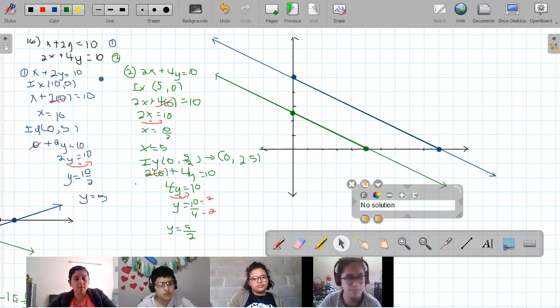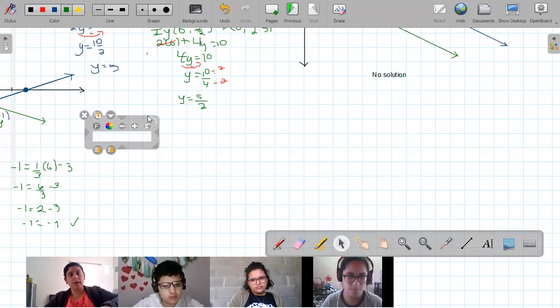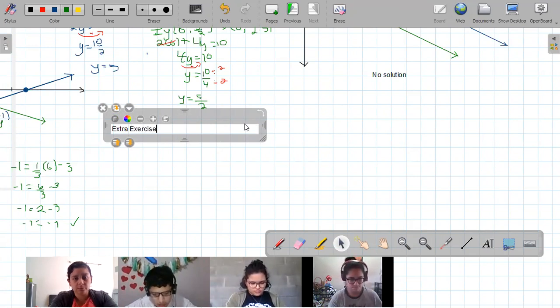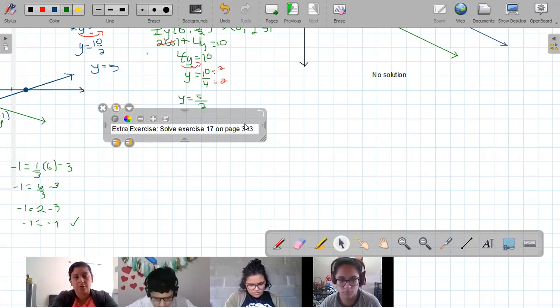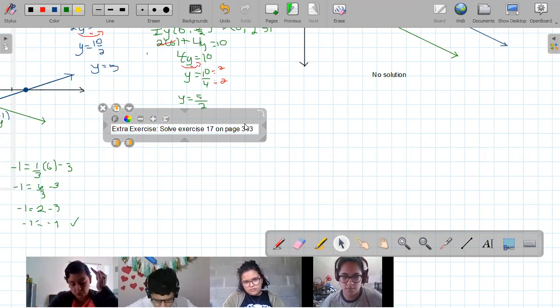Okay, so extra point exercise for you. This will be your first extra point exercise. We're going to call it extra exercise. Solve exercise 17 on the same page, 343 of your textbook. Solve it just like we did and tell me how many solutions it has: no solution, one solution, or infinitely many solutions, okay?